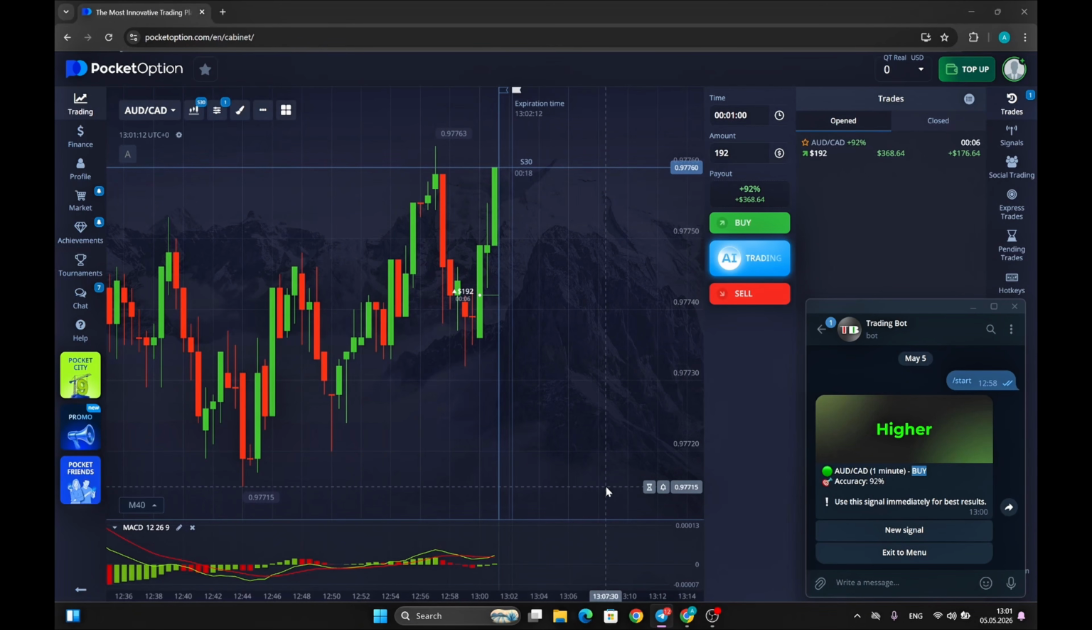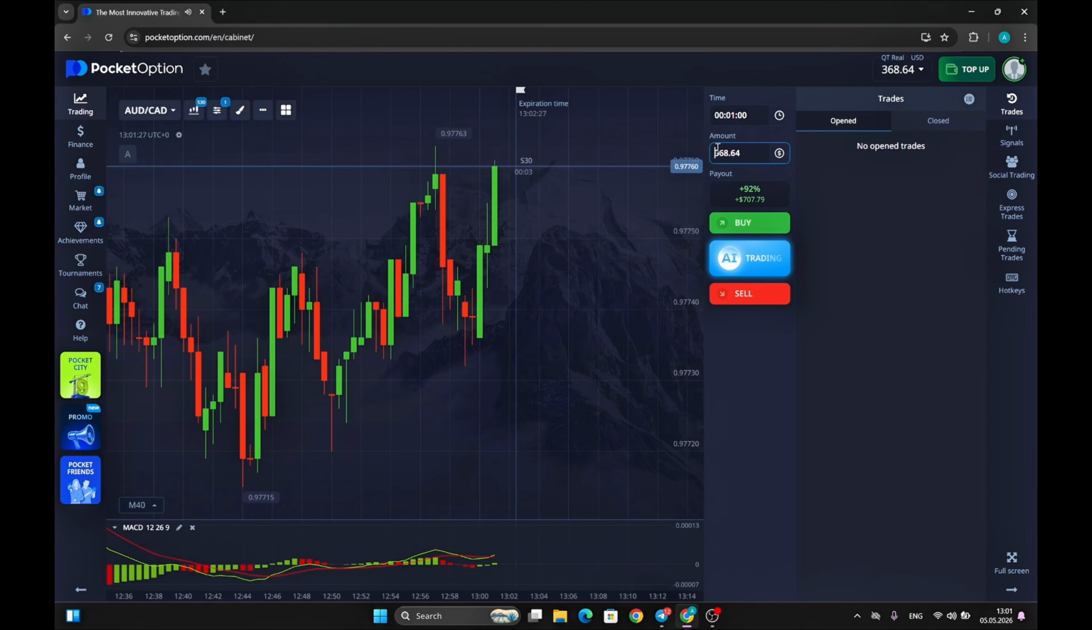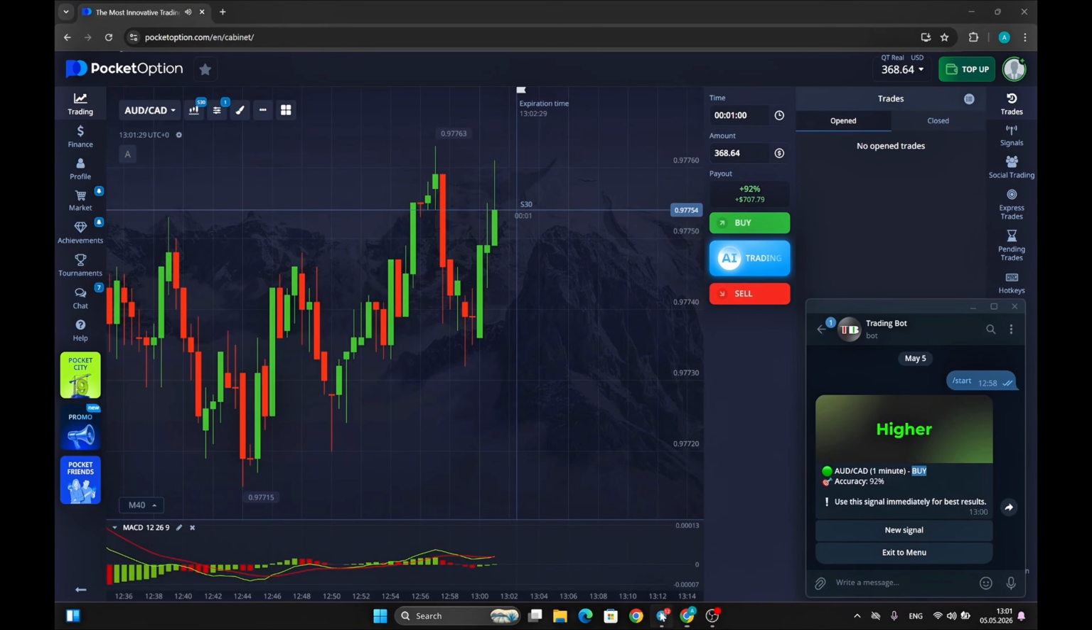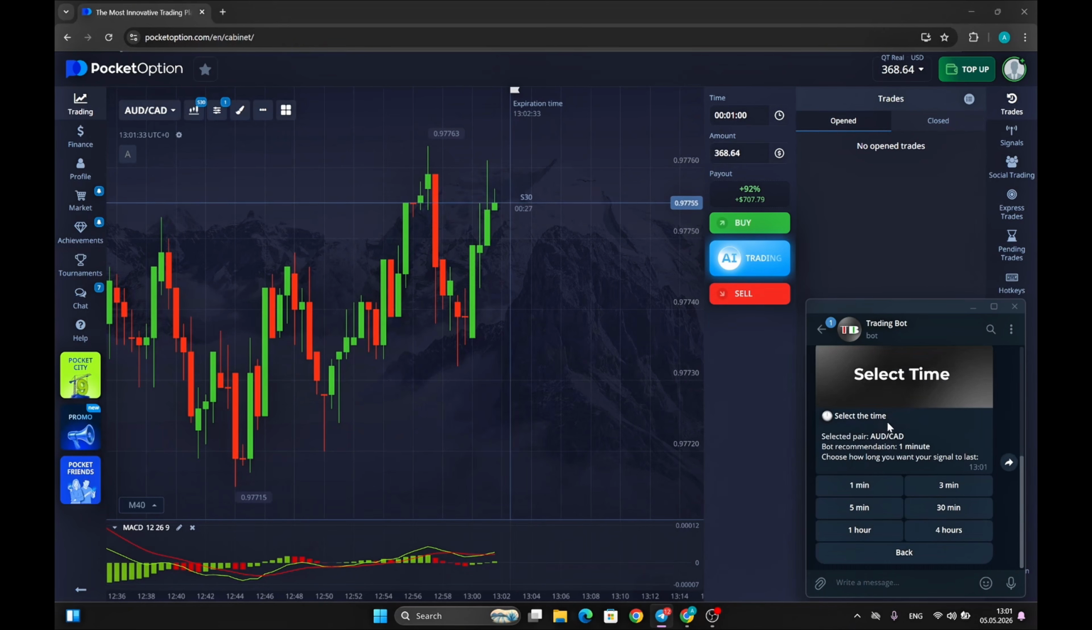It's also worth mentioning that the bot does not predict the future. What it does is analyze data faster and more consistently than a human can, and then make decisions based on patterns and probabilities. Human traders can be influenced by emotions such as fear or greed, which often lead to impulsive decisions. The bot, on the other hand, follows a fixed set of rules and does not deviate from its logic.